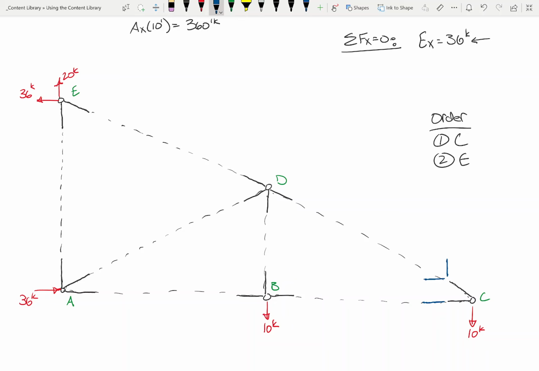Is that okay? Okay. So help me out. How many unknowns do we have here in the horizontal? 2. How many vertical unknowns do we have? So if this is 10 down, what's this? 10 up. So this has got to be 10 up.